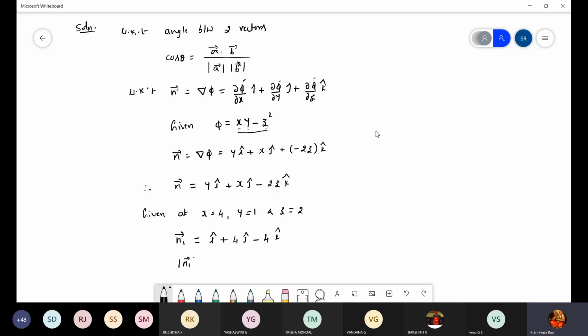What is the magnitude of n1? That is equal to the square root of 1 square plus 4 square plus 4 square. If it is minus, that is plus only because it is whole square, and inside the square root there is no question of negative numbers. So that gives the square root of 16 plus 16 is 32, plus 1 is 33. Is it right?